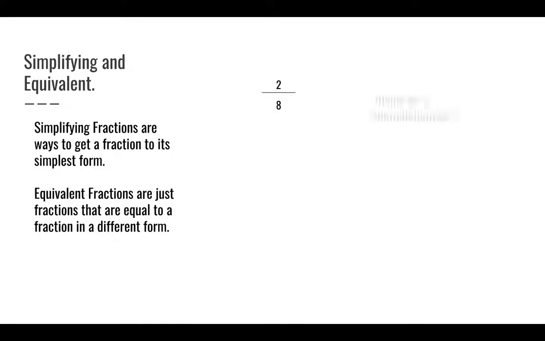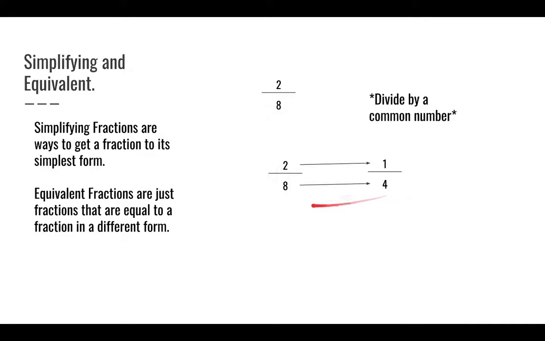If I want to simplify this, I'm going to need to find a common number, and I'm going to divide by it. So just like when we did common multiples in our beginning chapters, we know that 2 and 8 have a common number, and that number is 2. They're both even. So I could take 2/8 and divide it by 2. So I could take 2, divide it by 2, and I get 1, and I could get 8 and divide it by 2 and get 4. So the simplified version of 2/8 is 1/4. This is also an equivalent fraction.